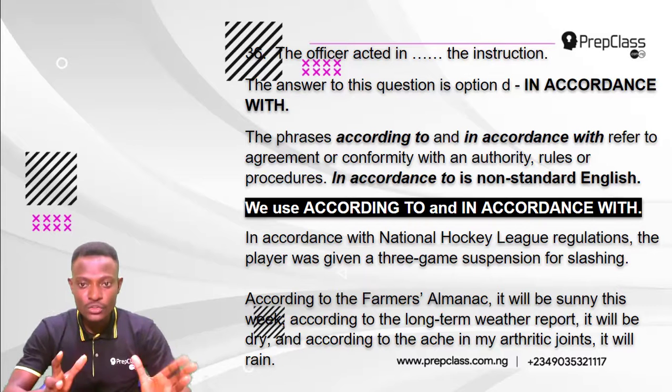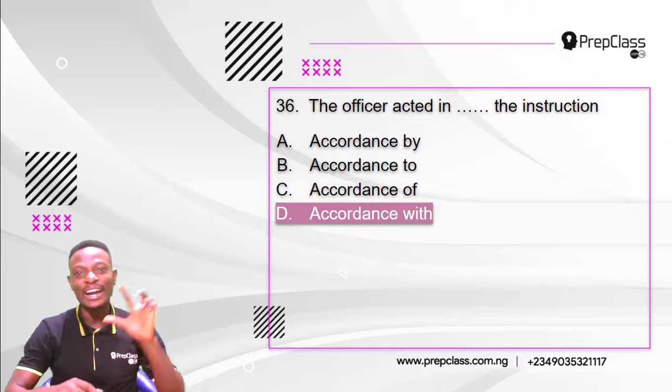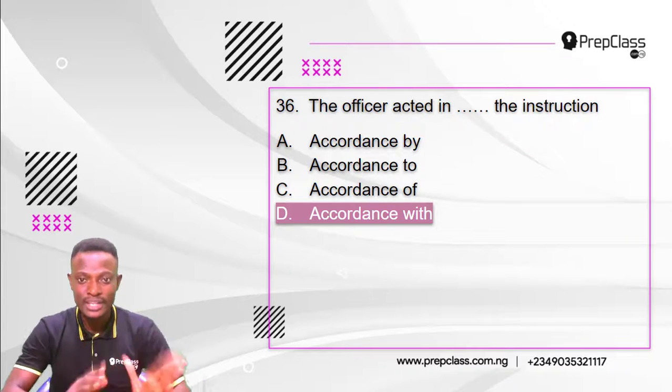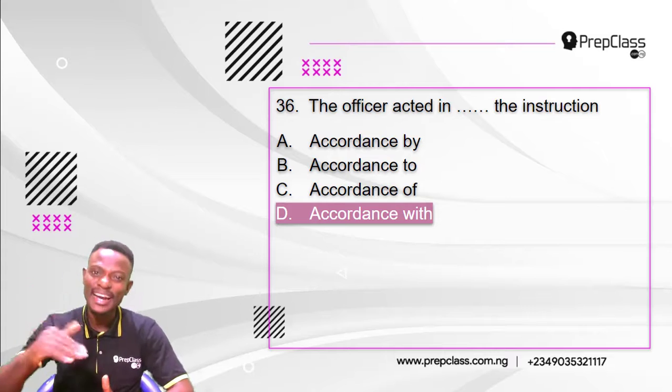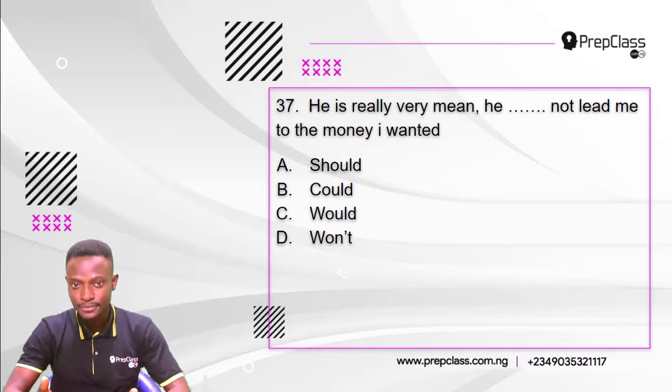So we use according to and in accordance with to mean the same thing. So the answer is accordance with, not accordance to, not accordance by, not accordance of. The officer acted in accordance with the instruction. Alright, moving on, question 37.